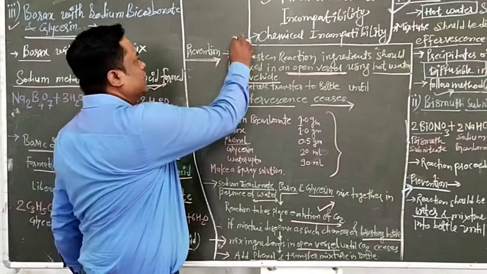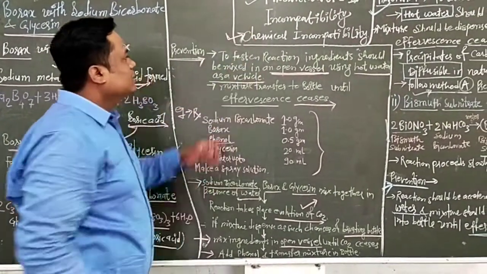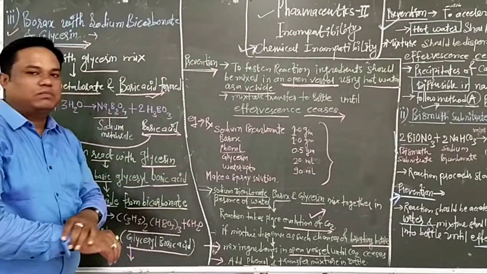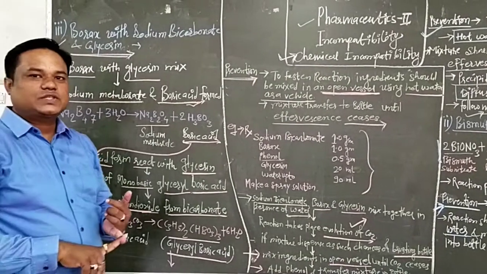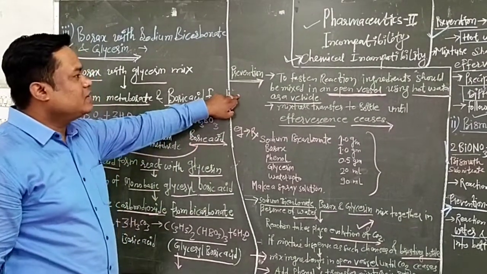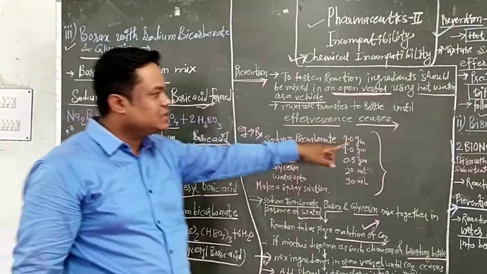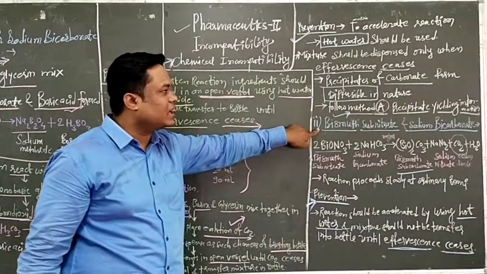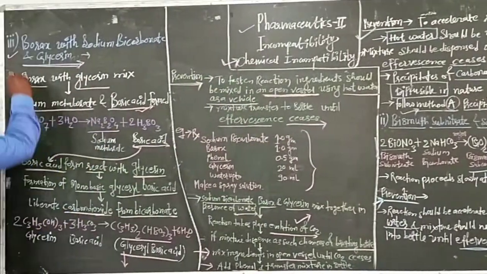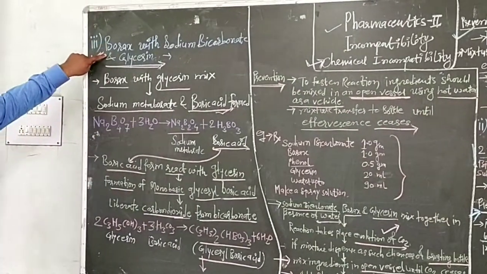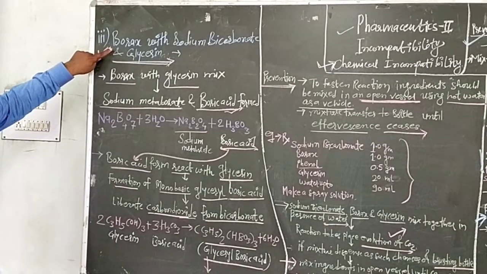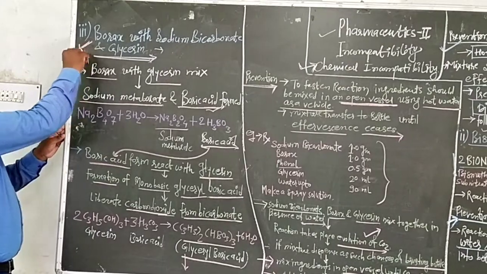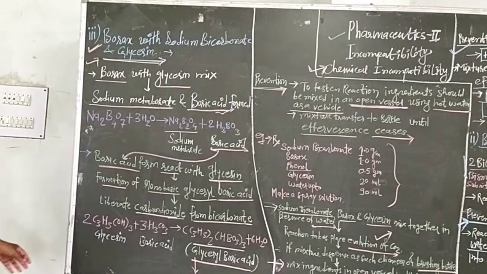Then in this lecture we have seen chemical incompatibility. We took the first example of reaction of sodium bicarbonate with calcium and magnesium salts. Then the second example is bismuth subnitrate and the reaction between sodium bicarbonate. And the third example is borax with sodium bicarbonate and glycerin. These are all the examples of chemical incompatibility in evolution of carbon dioxide.